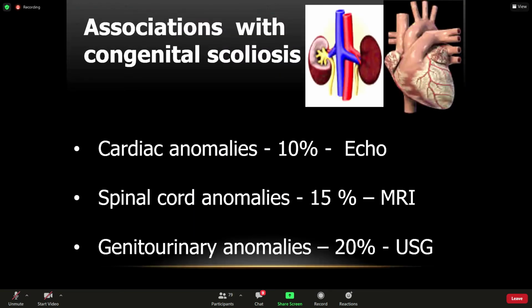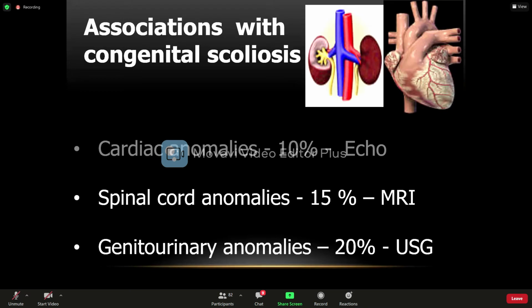So it's important as clinicians to remember that congenital scoliosis is not an isolated condition, because it happens in utero at the same time when some of the other organ systems are also forming. So they may be associated with anomalies in other organ systems also. Congenital scoliosis is associated with a 10% incidence of congenital cardiac anomalies, and all children with congenital scoliosis should have an echo done.